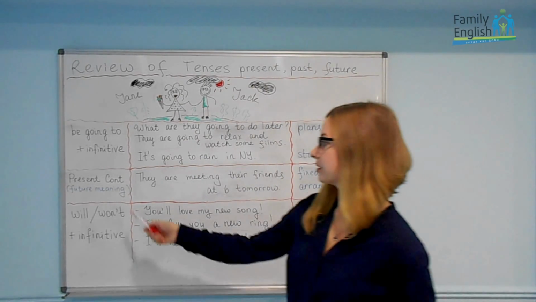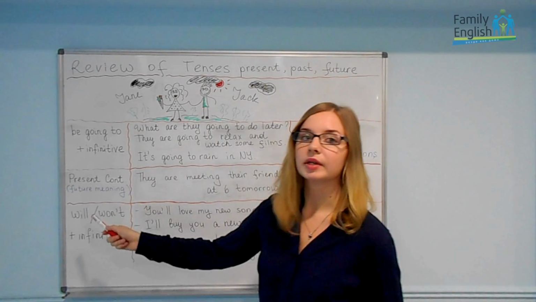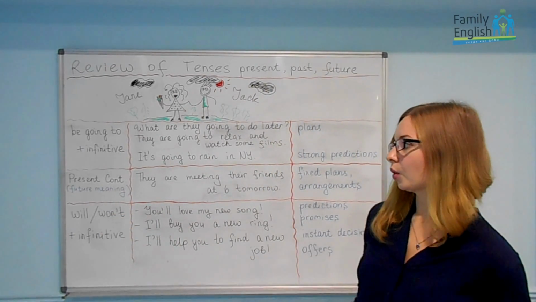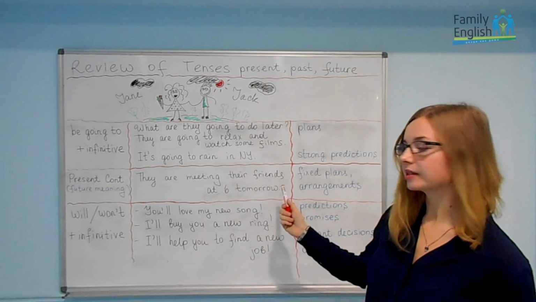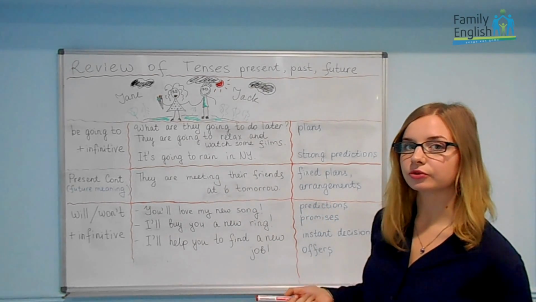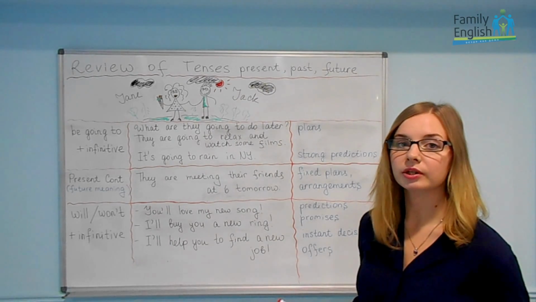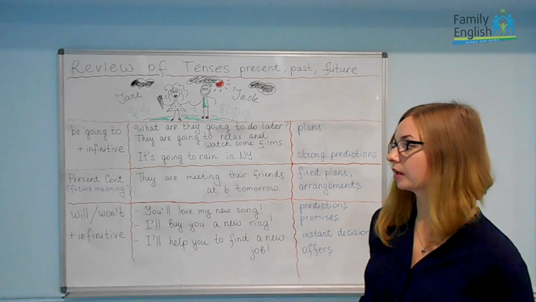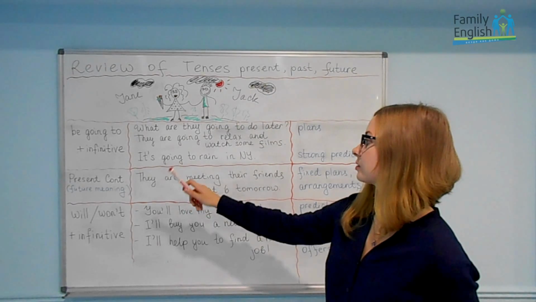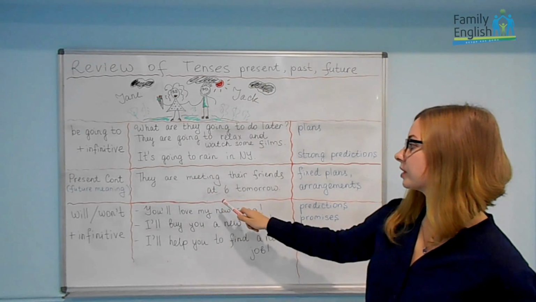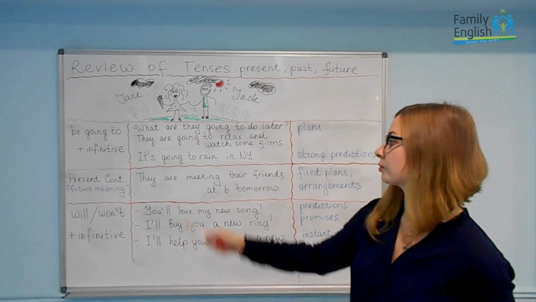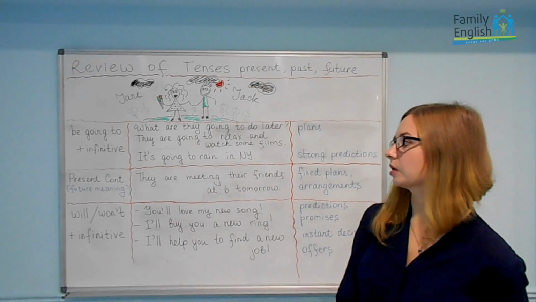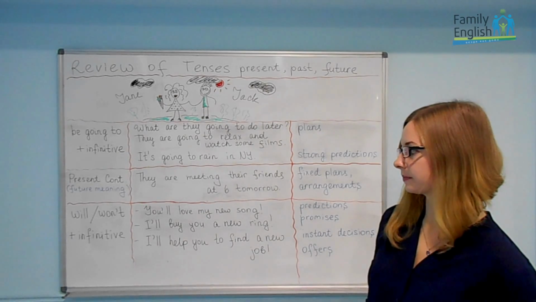Another tense is again present continuous but in future meaning. We can also use it for fixed plans or arrangements in the future when we're absolutely sure that something is going to happen. So they are meeting their friends at 6 tomorrow. They have already a fixed time, so we're using here present continuous. They are meeting their friends.